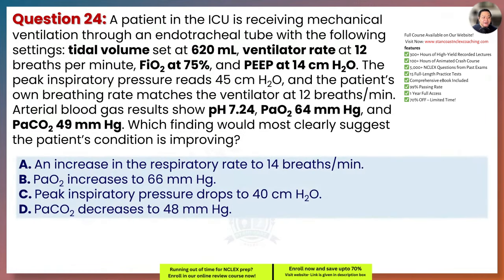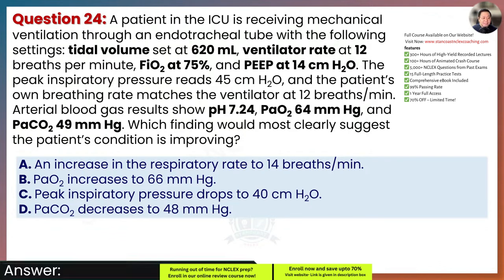The answer here is, well, we have the options. A, an increase in the respiratory rate to 14 breaths per minute. B, partial pressure of O2 increases to 66 mmHg. C, peak inspiratory pressure drops to 40 cm water. And D, partial pressure of CO2 decreases to 48 mmHg. This is supposed to be letter C.